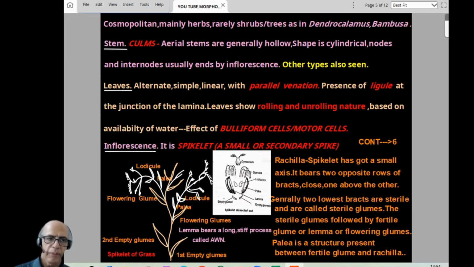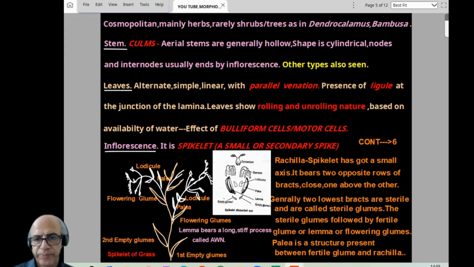Now coming into leaves. Leaves will be alternate, simple, linear, as in monocots. Monocot means parallel venation, and presence of a ligule at the junction of the lamina. And here in Gramineae, grasses, we already studied previously the rolling and unrolling nature based on the availability of water. This rolling and unrolling is connected with anatomy, which we studied. It is connected with specific cells in monocots called bulliform cells or motor cells, concerned with turgidity and flaccidity. It will roll up and roll down.